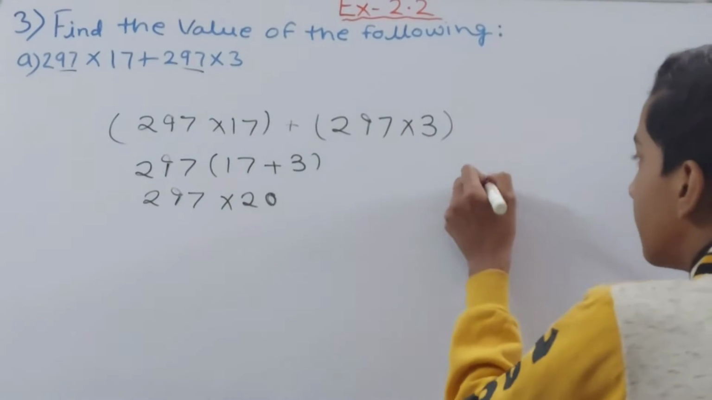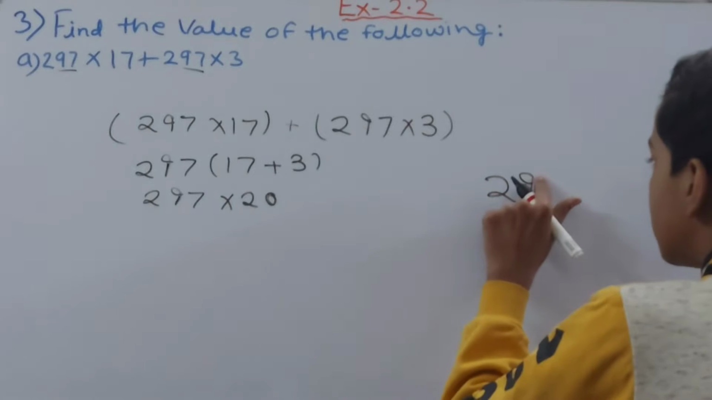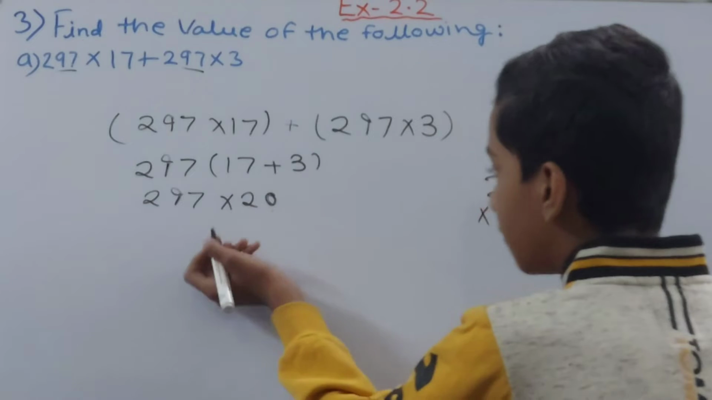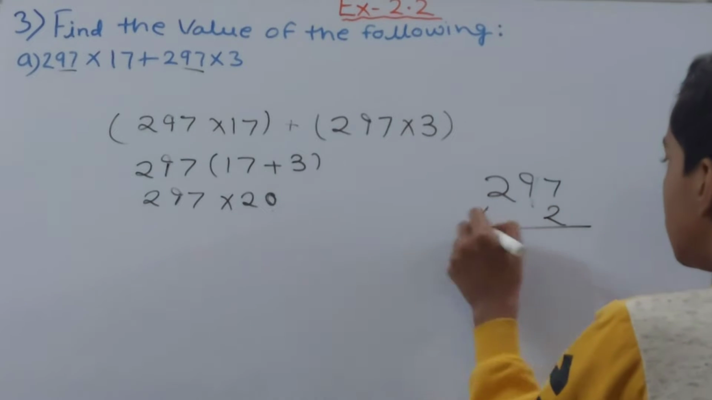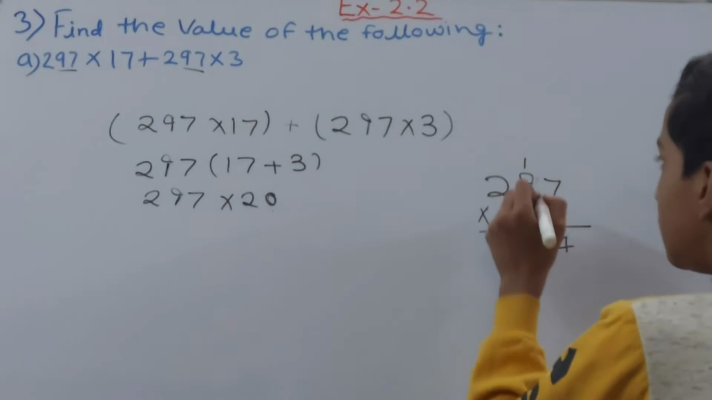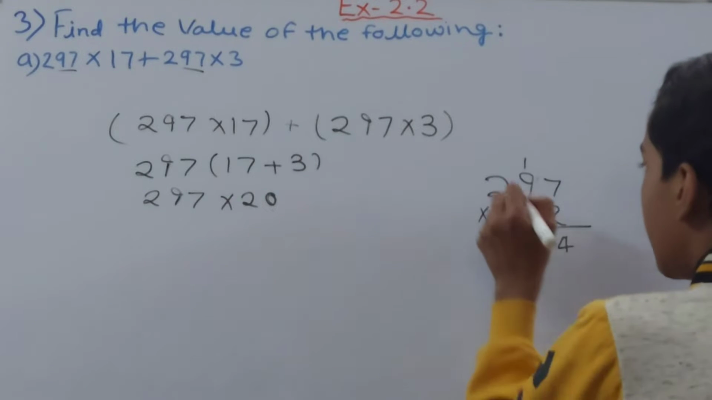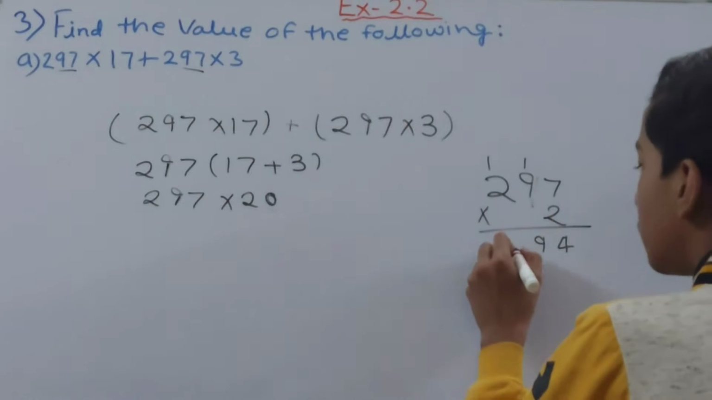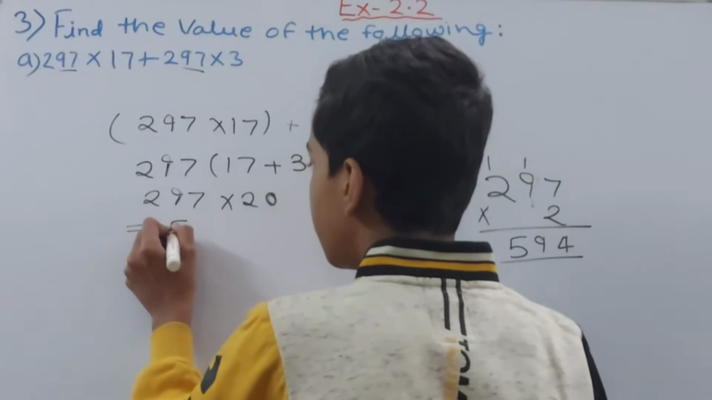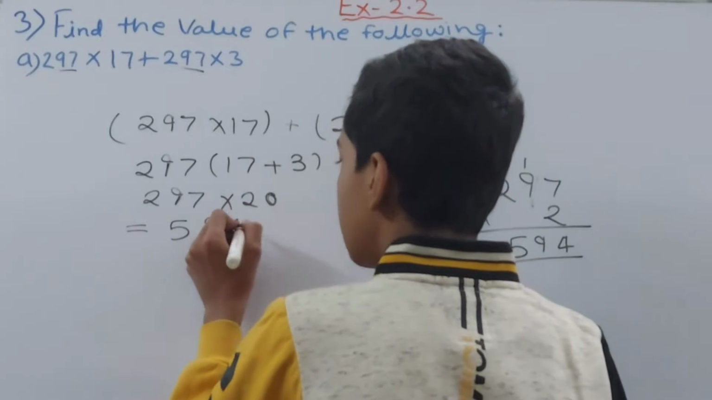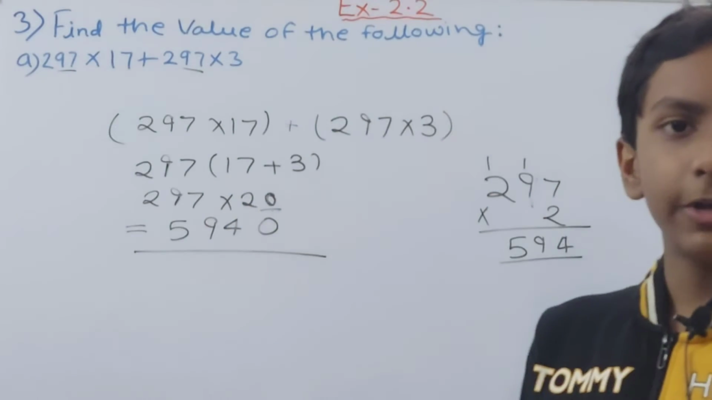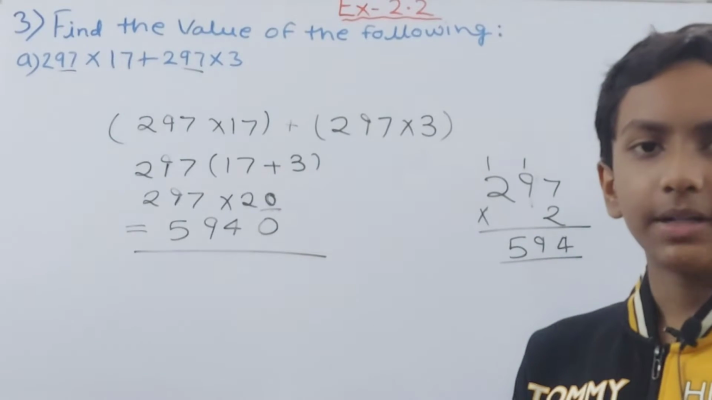Now for this we will multiply 297 just by 2, not by 20. Why? Because we will put this 0 after this. So 7 into 2 is 14, and 1, 9 into 2 is 18, and 1 is 19, and 1, 2 into 2 is 4, and 1 is 5. So we are having 594, right? This is a number and this 0, so 5940, which is the answer of the A part.